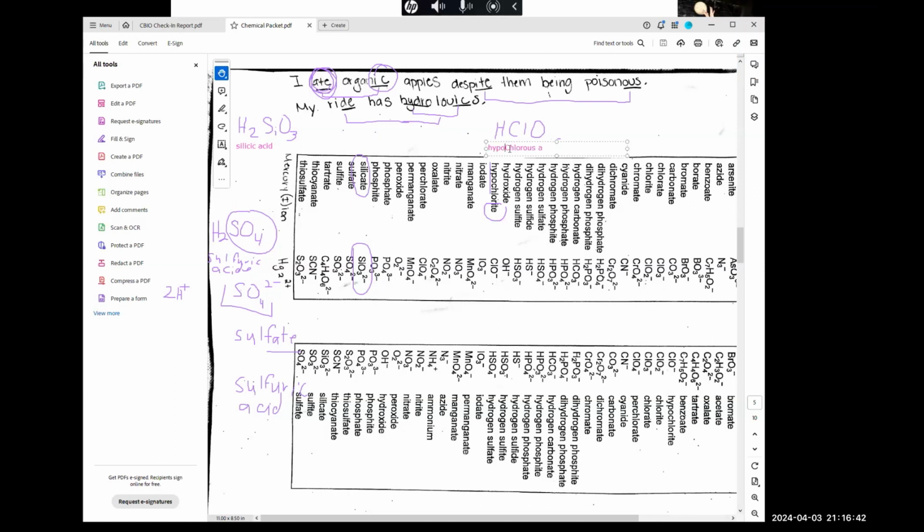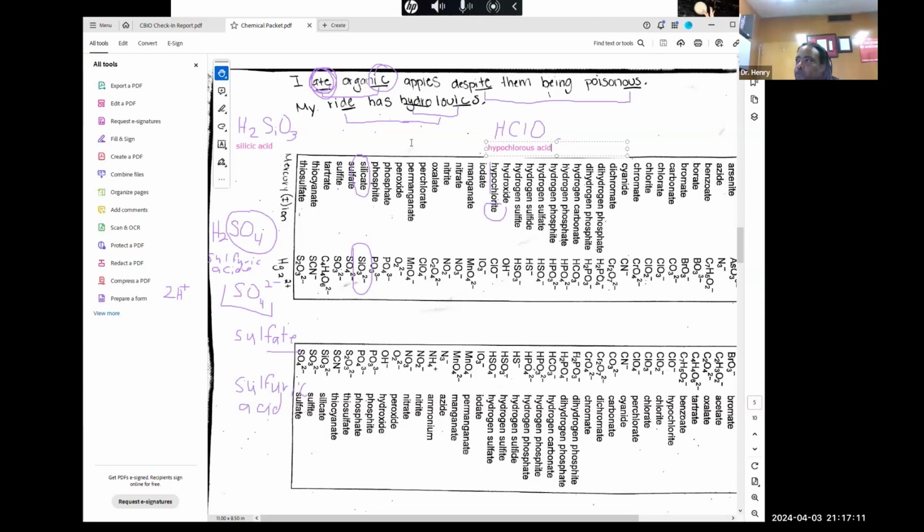So basically that sentence just helps us translate it into an acid. It helps us remember that ITE changes to OUS and ATE changes to IC, and that's when we're talking about acids.